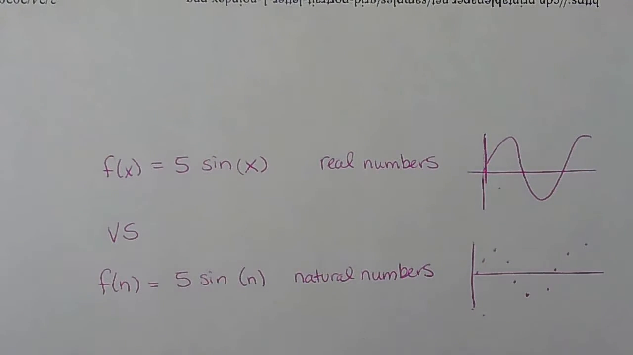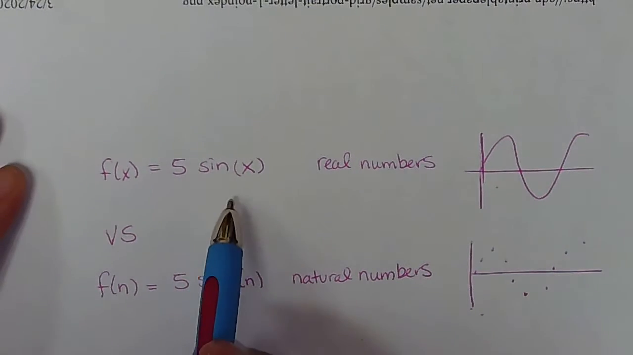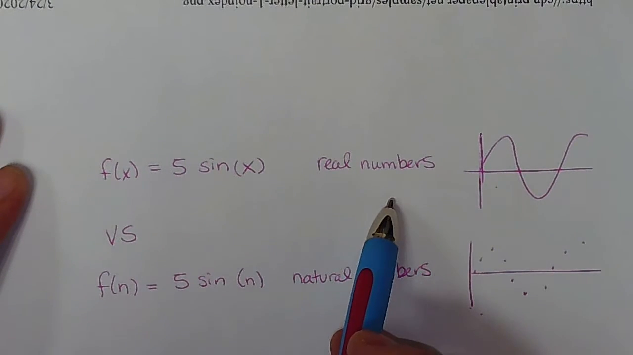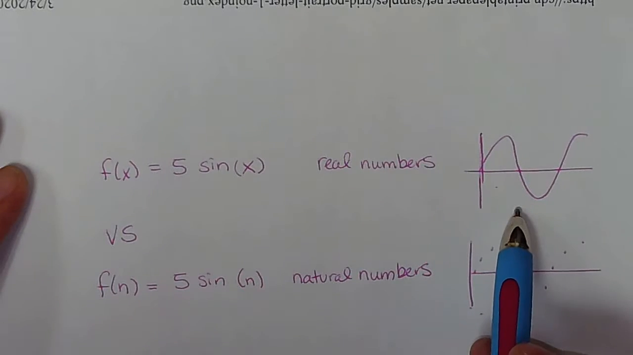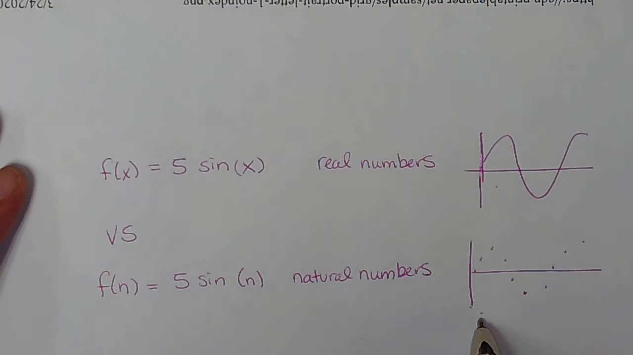Okay, so we looked at this earlier when we did some graphing on the calculator. We talked about the difference between a function whose domain is in the real numbers and produces a continuous and differentiable graph, versus when our function has a domain in the natural numbers. So we have a disconnected graph, and we lose our continuity and therefore we lose our differentiability here.